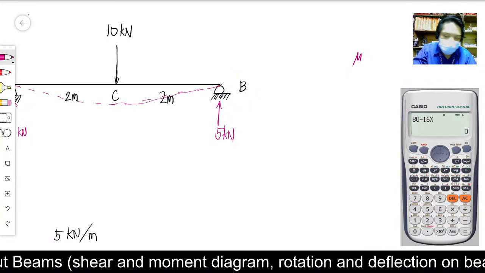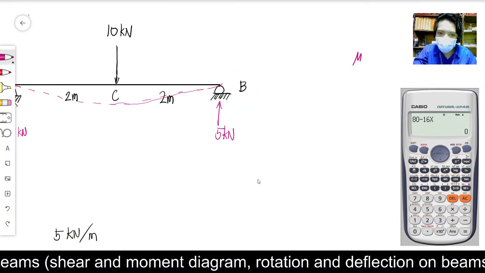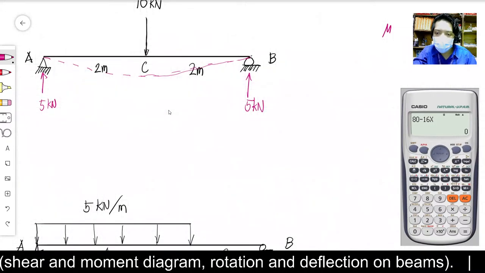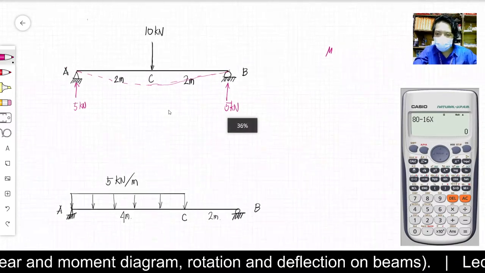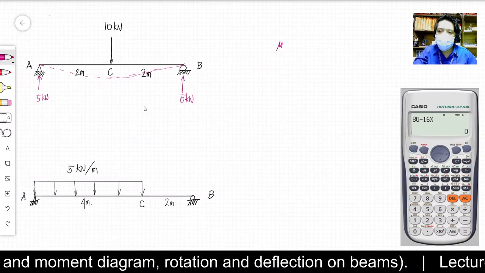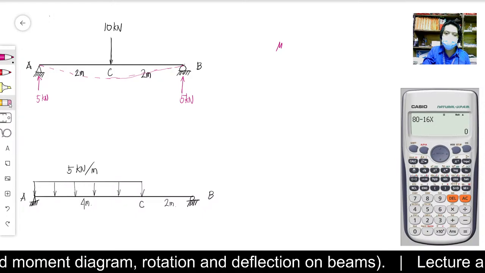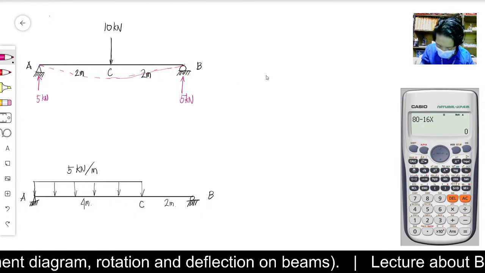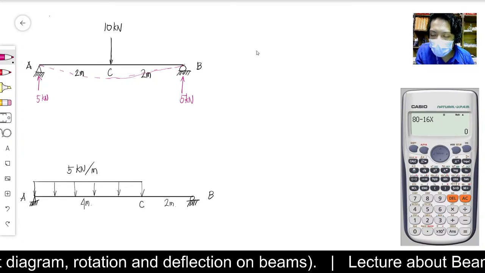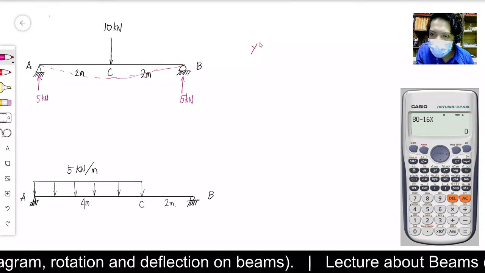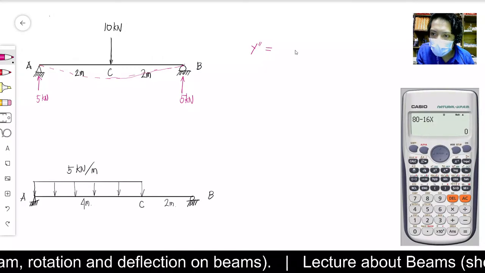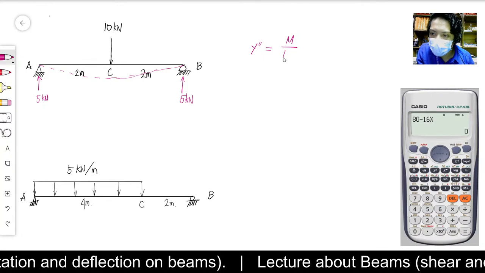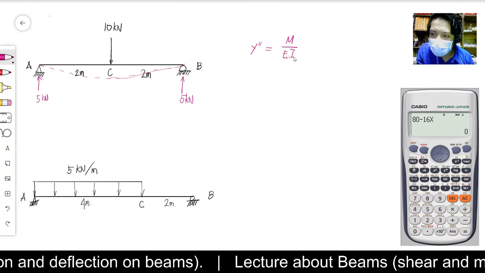Okay, let's go back. I forgot the notation. Okay, so we have here y double prime is equal to the moment over EI.